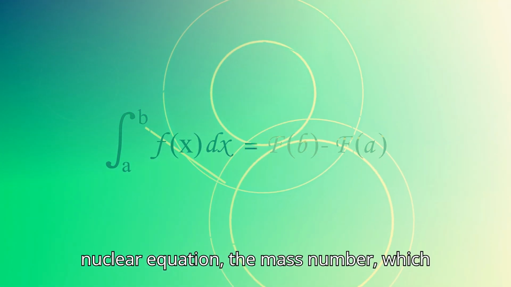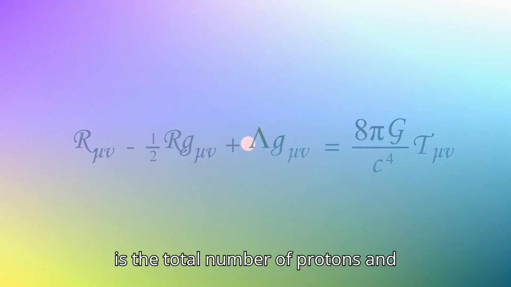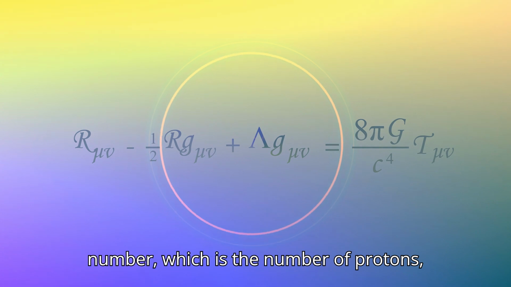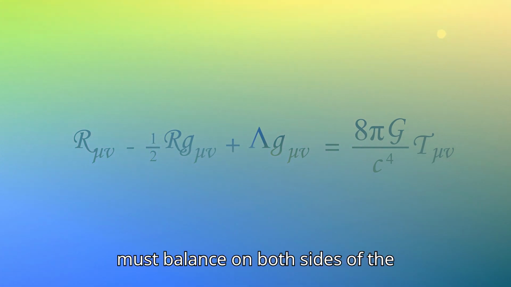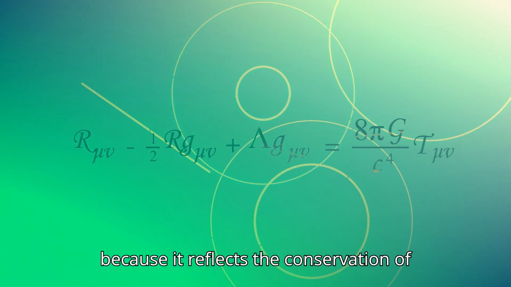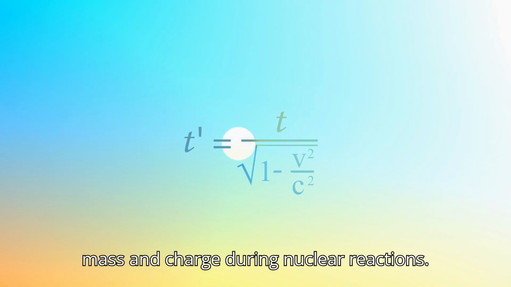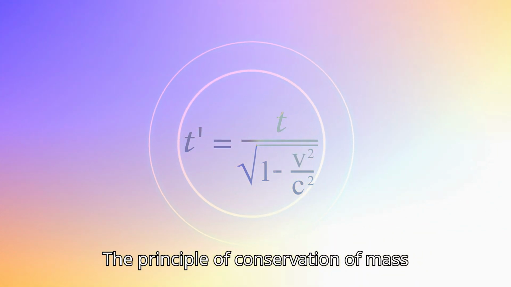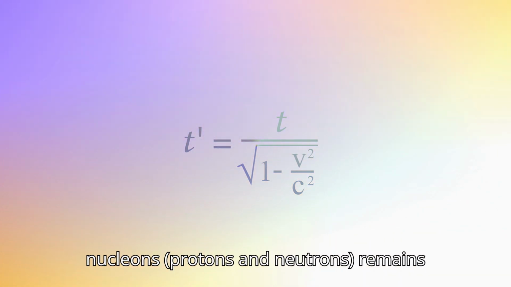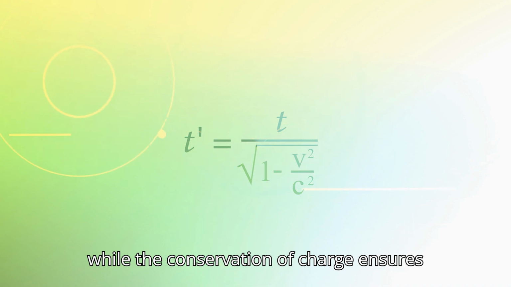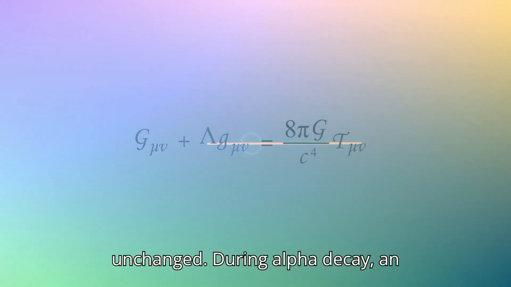In a nuclear equation, the mass number, which is the total number of protons and neutrons in the nucleus, and the atomic number, which is the number of protons, must balance on both sides of the equation. This balance is essential because it reflects the conservation of mass and charge during nuclear reactions. The principle of conservation of mass ensures that the total number of nucleons, protons and neutrons, remains the same before and after the reaction, while the conservation of charge ensures that the total electrical charge is unchanged.